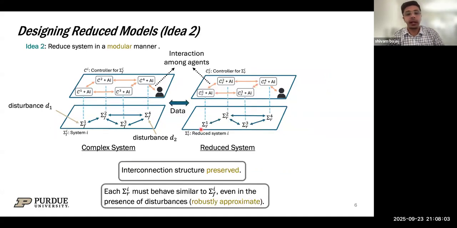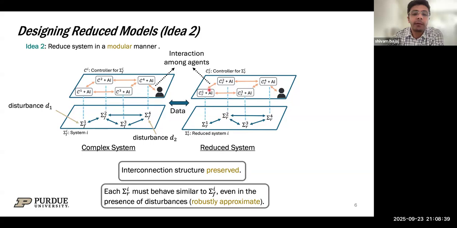So now another classical idea that has been proposed in the literature is that we can reduce these smart systems or these systems in the lower level in a modular manner. And what that means is that I individually reduce these subsystems. So sigma R1 is an approximate subsystem of sigma F1, sigma R2 is an approximation of sigma F2, and so on. And then I interconnect them using the same interconnection structure as this one, right? So now, as you can imagine, doing this preserves the interconnection structure.